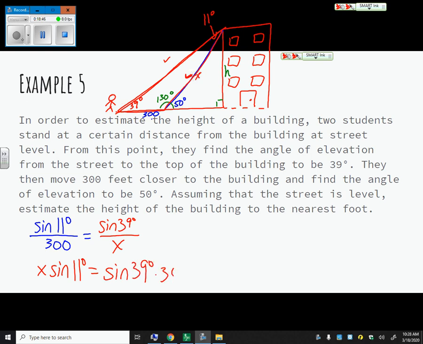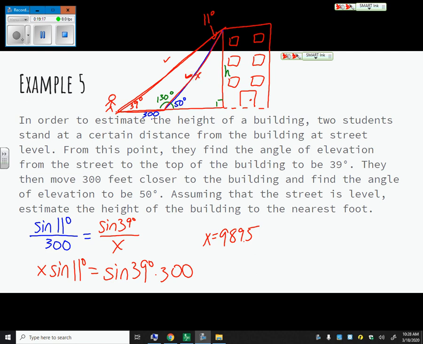Oops, I put my 300 on the wrong side. We'll fix it. Let's do 300 times sine of 39 degrees divided by sine of 11. So that's 989.5 feet. Write that down: 989.5 feet. If it's something different, let me know during the Q&A or post a comment on this video and tell me.